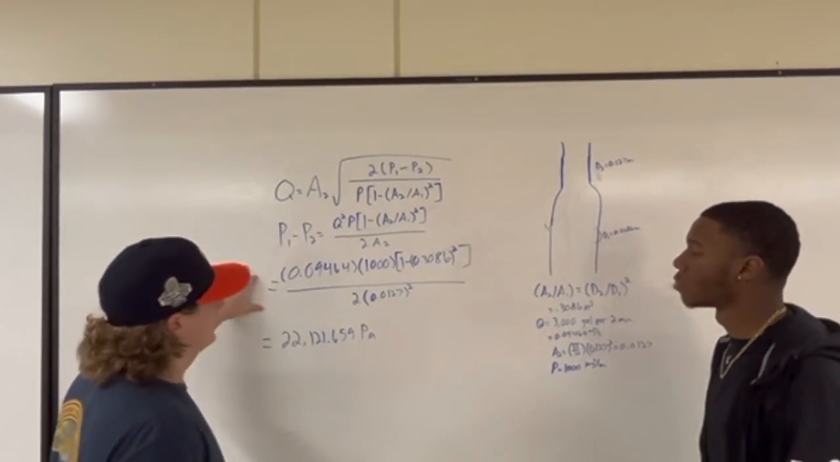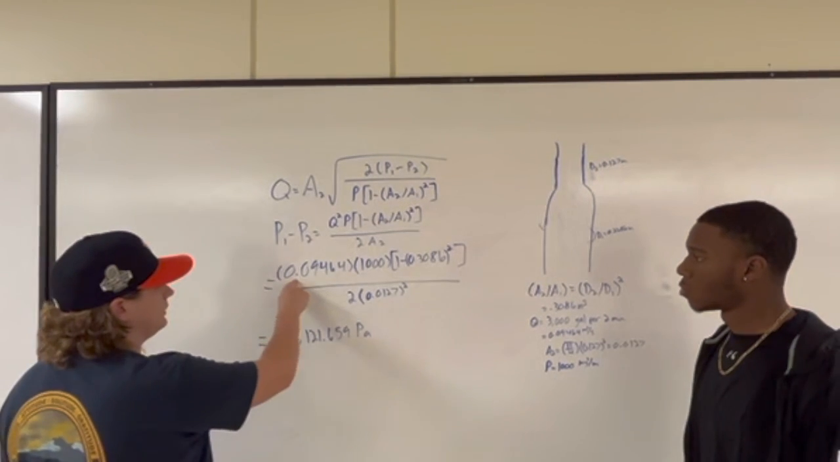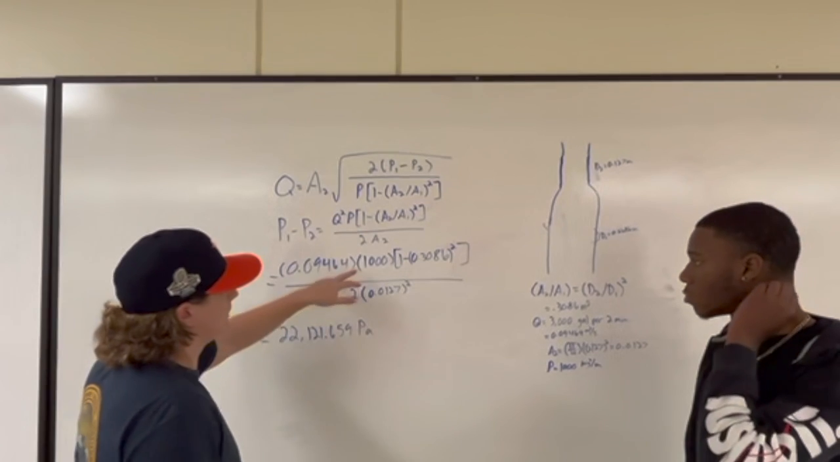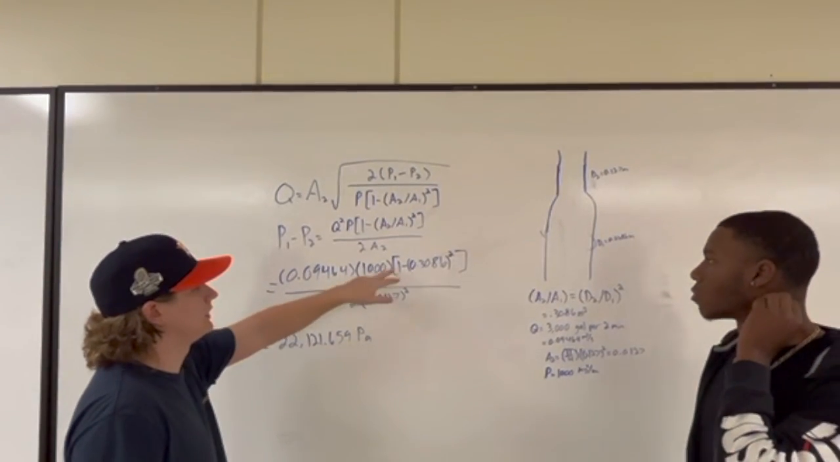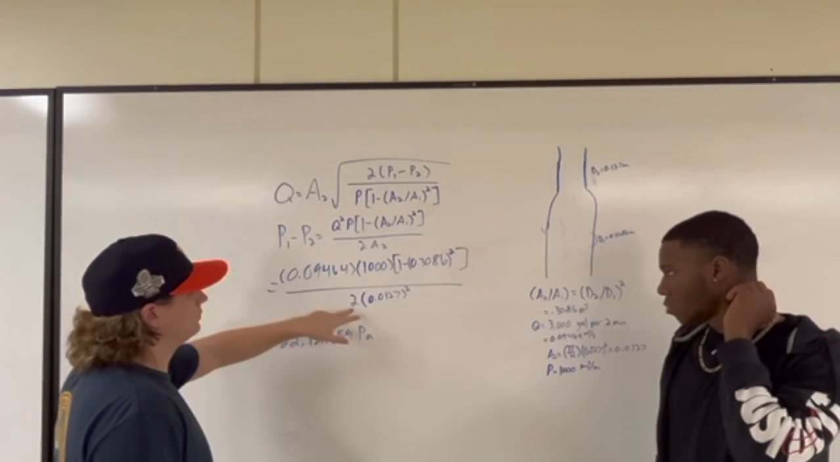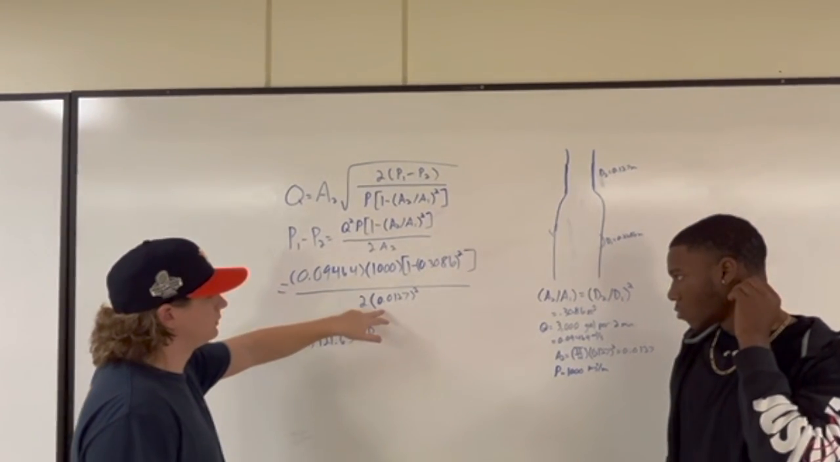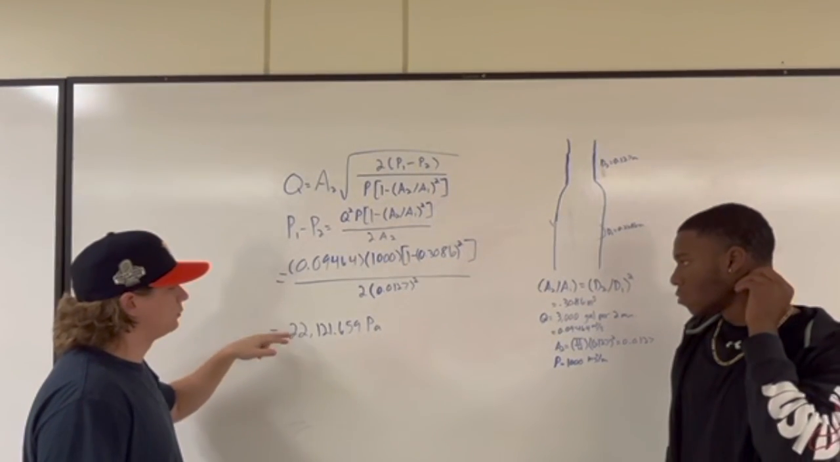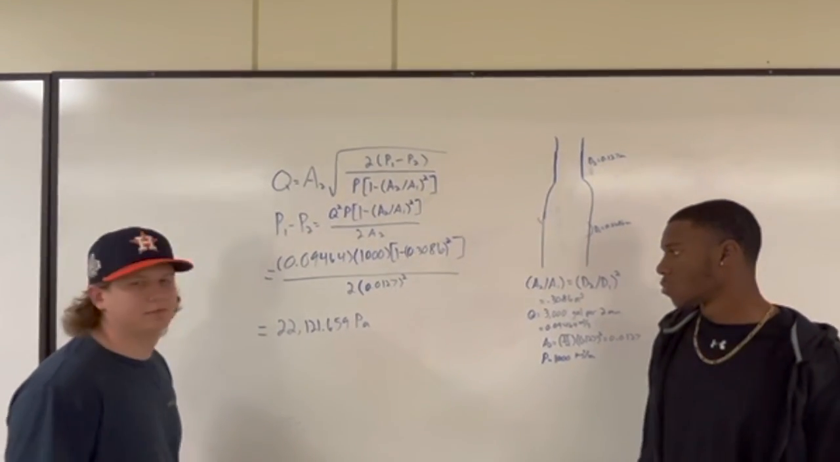And so with all that information plugged in, being the flow rate 0.09464 squared times our density 1,000 times 1 minus 0.3086 squared, all over 2 times 0.0127 squared, equals 22,121.659 pascals.